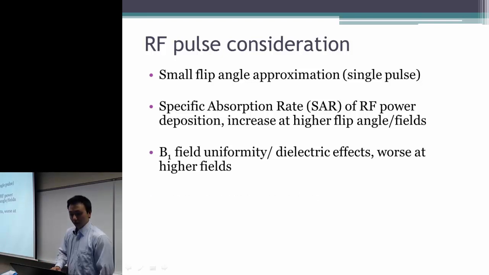Okay, so we will also need to consider B1 field non-uniformity. As we mentioned before, when we apply our pulse, we want it to have a homogeneous field strength all over the whole subject. But due to the dielectric effect, which gets worse at higher fields, the B1 field itself will not be very homogeneous. We can see this effect even starting at 3T. We will see some examples of this dielectric effect in later parts.